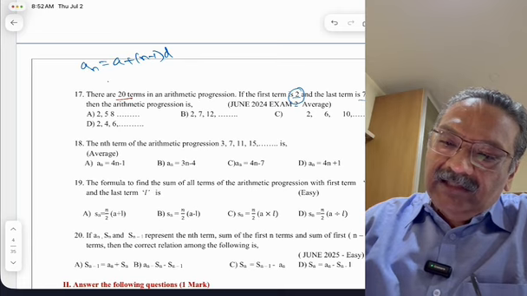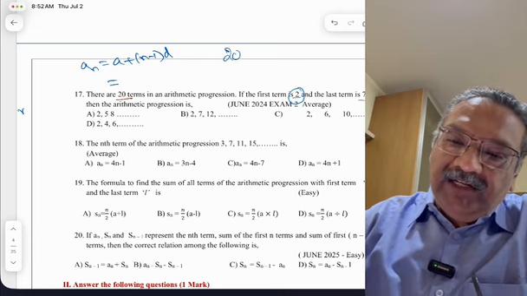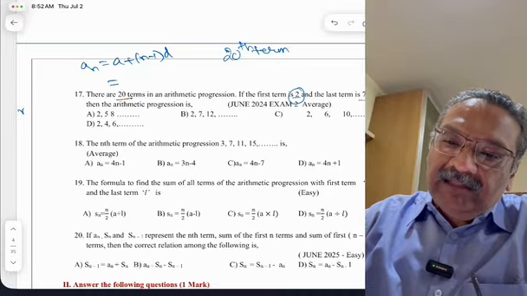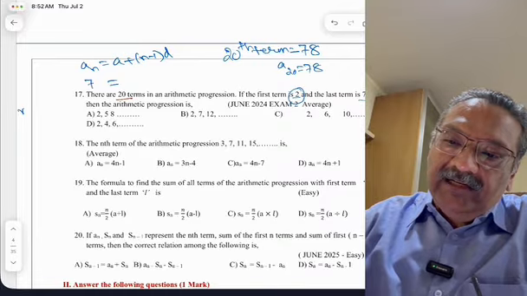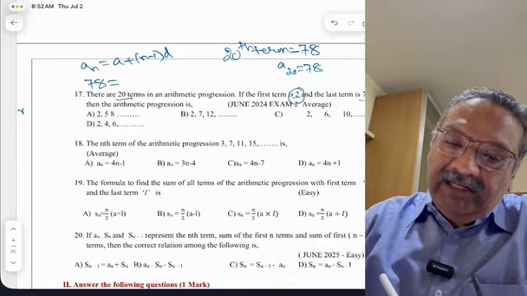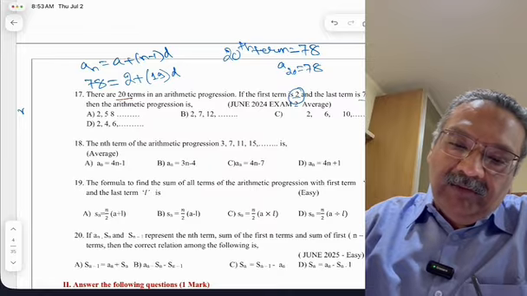Correct? First term is 2. n is 20. The 20th term, the last term, will be 78. So that is A20 is 78. That means 78 is equal to first term 2 plus (20 minus 1) 19 into D.